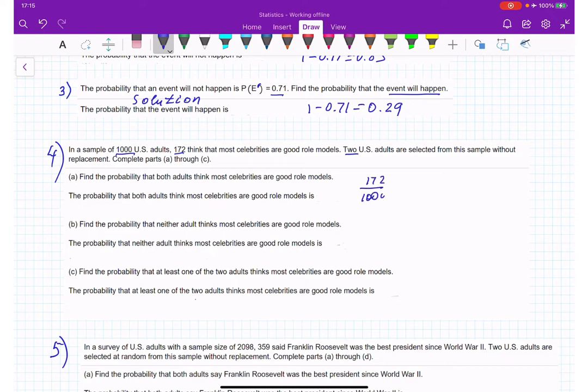out of 1,000, right? And for the second one, since we are not replacing, it says without replacement, which means 1,000 will be left 999, right? Once you choose one person, out of 172 will be left 171. And if we multiply, it's going to be 0.172 times 0.171. And the answer is going to be 0.029. Okay, 0.029.